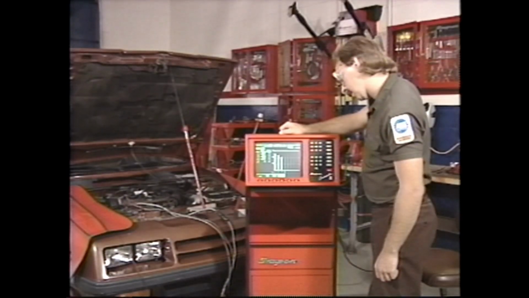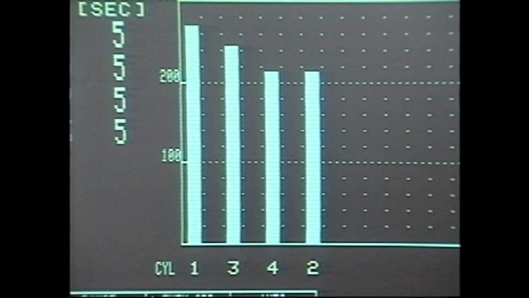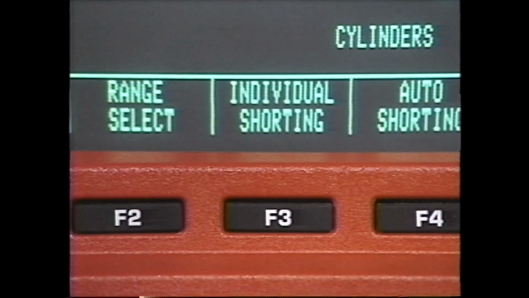If you're testing an engine with computer controls, you should disable the sensors and actuators that will allow the system to compensate for decreasing RPM and mask the test results. The Counselor 2 User's Manual will tell you which sensors and actuators to disable on different models.